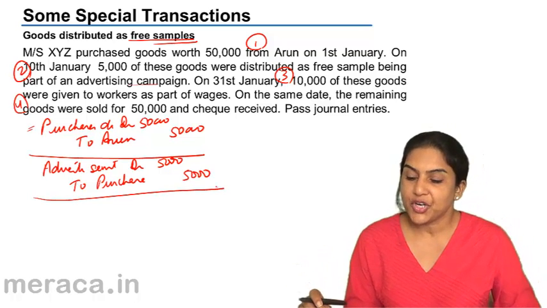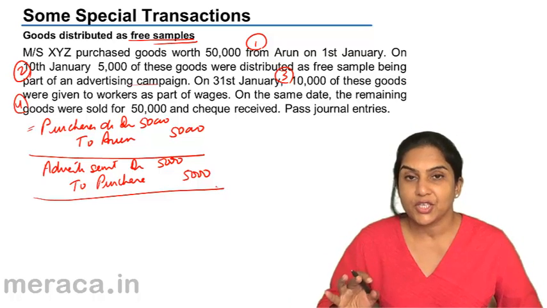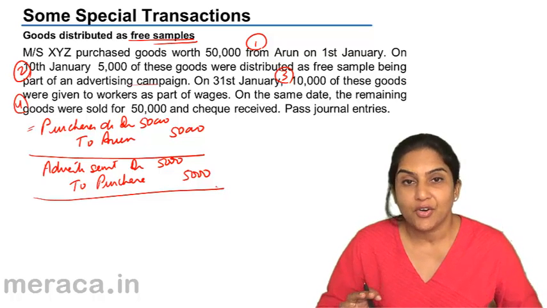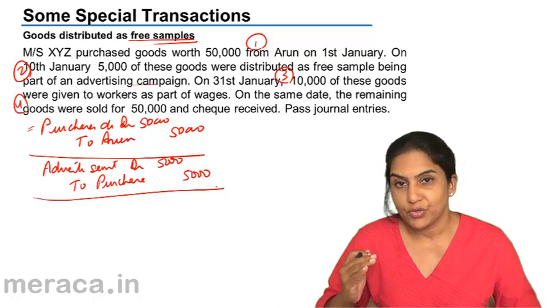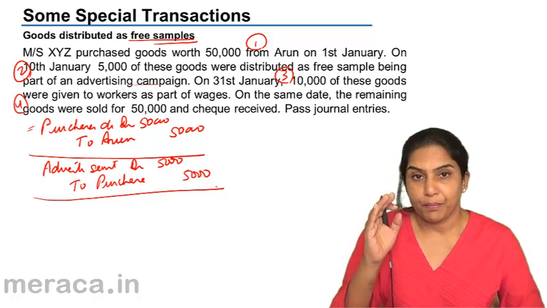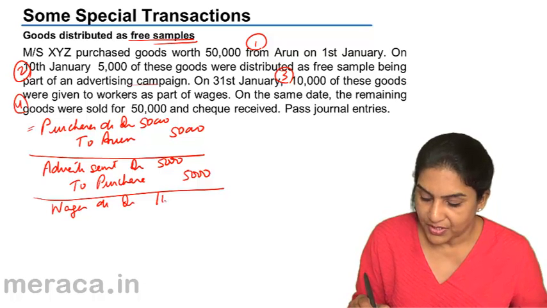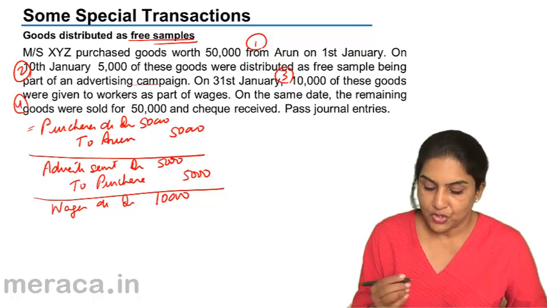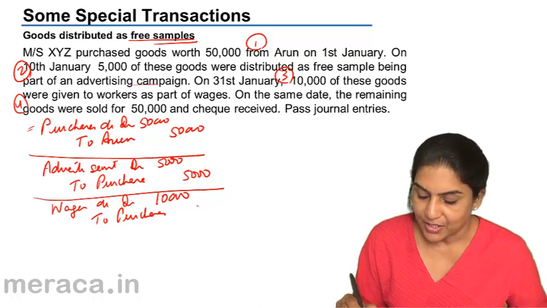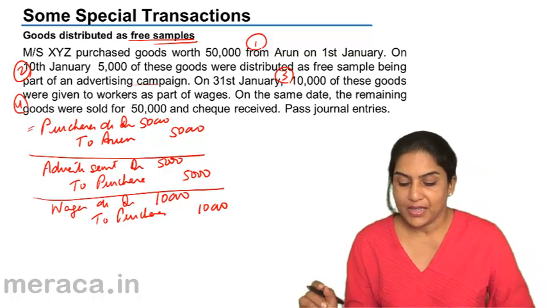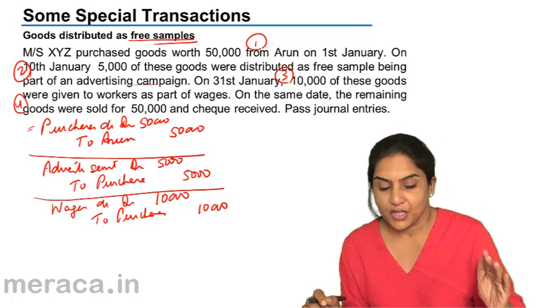Similarly, on 31st Jan, 10,000 of these goods are given to the workers as part of wages. So wages is our expenditure, but it's not cash being paid, it's goods. So wages account debit to goods, we don't say goods, we say wages account debit to purchases. So wages account is debited. This is on account of wages, in lieu of wages. So wages account debit 10,000 to purchases. Why? Purchases is an expense account, but that is coming down by 10,000.